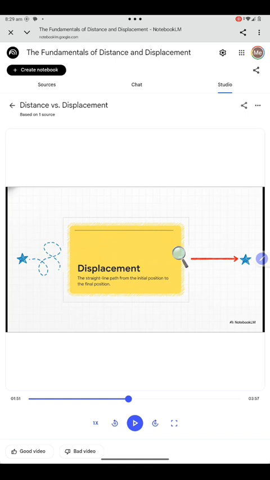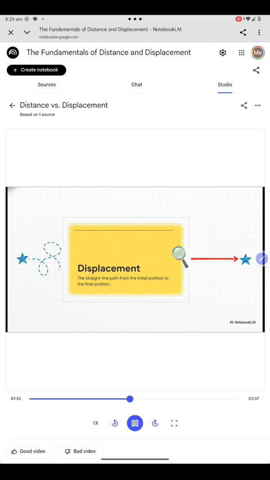So this video is also telling about the difference between the actual length covered, whereas if we take initial and final positions only and draw a straight line, the shortest distance, that is displacement. So there is a difference between distance and displacement.